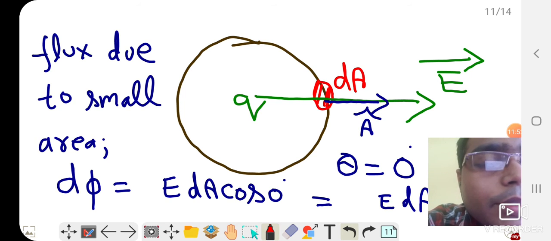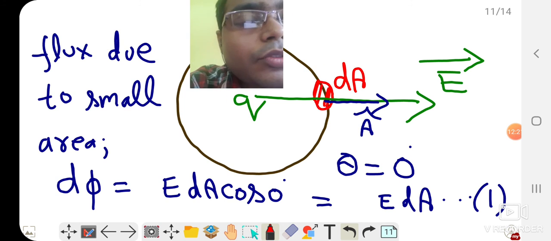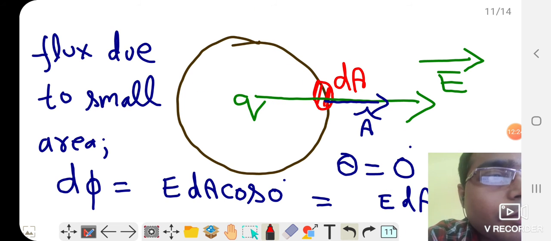Now can you tell me what is the direction of this area vector? As you all know, the area vector is perpendicular, so the area vector is shown by a cap, and it is directed along the direction of the electric field. Why? Because the area vector is perpendicular, the electric field is also perpendicular, so both directions will be the same. So the angle between the electric field and the area vector will be 0. Why is it 0? Because the direction of both the field and the area vector are the same.